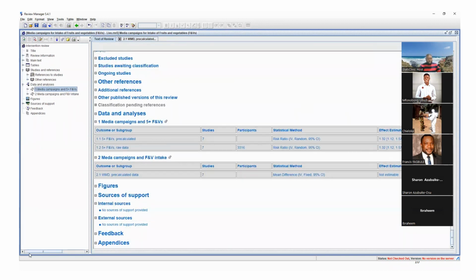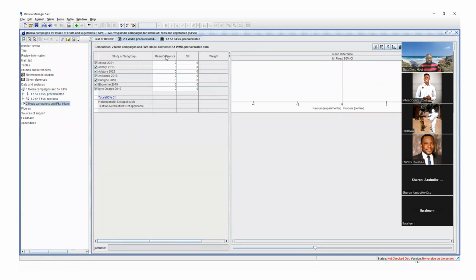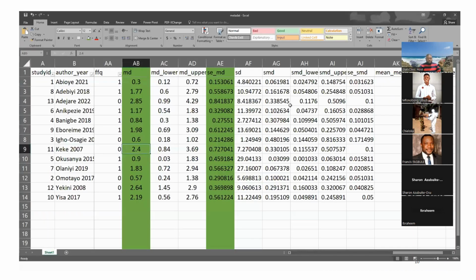I'm just going to show you what we had. So here we had log risk ratio and standard error. If you double click this, it will bring this up. But here today we have mean difference and standard error. So we can go into our Excel sheet. Note that here we're not using log at all, because the mean difference is on a scale that is symmetrical. It goes all the way from negative infinity to positive infinity.